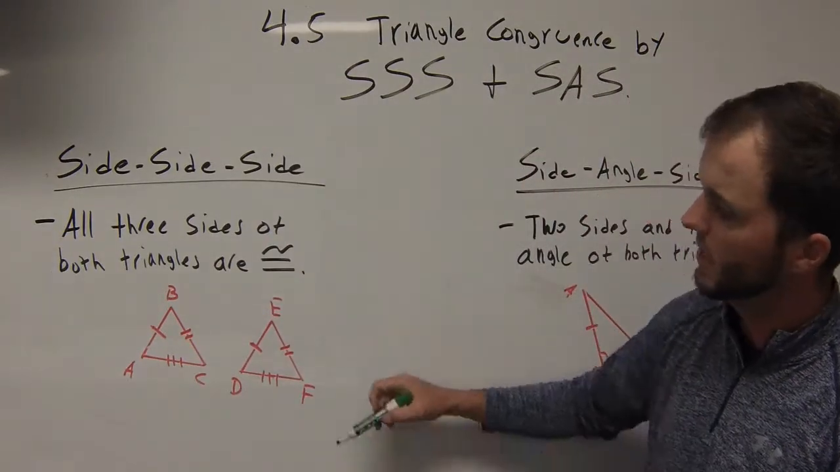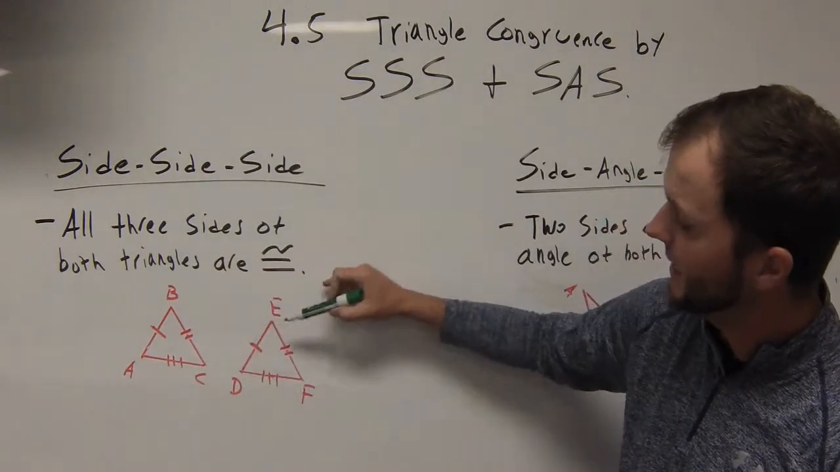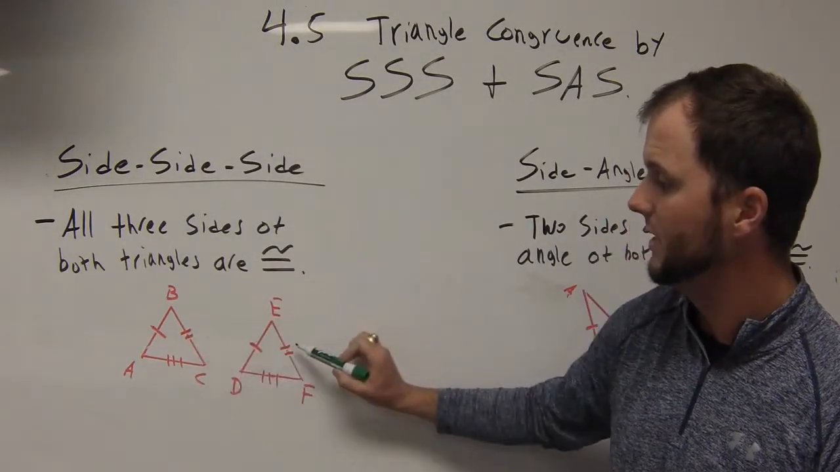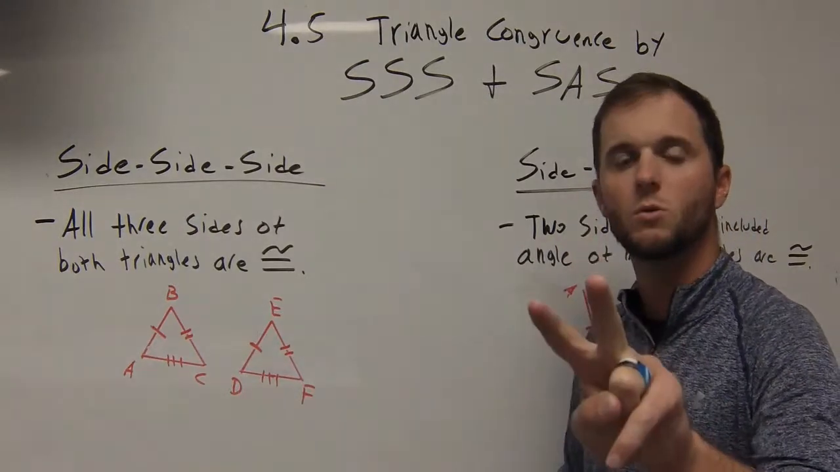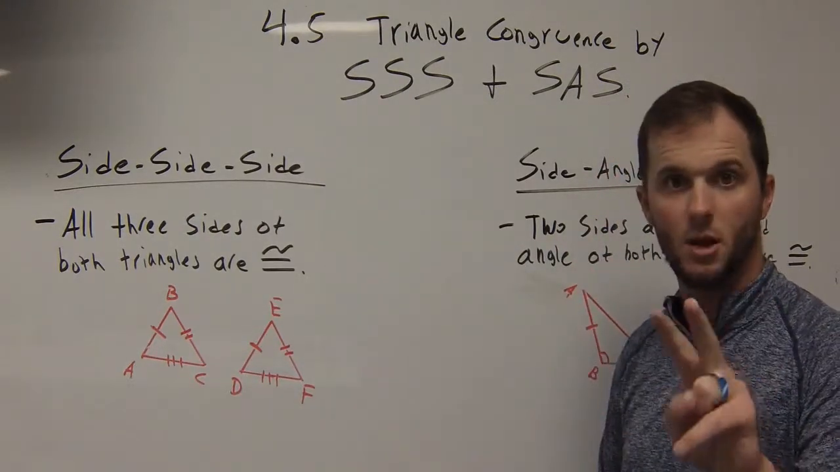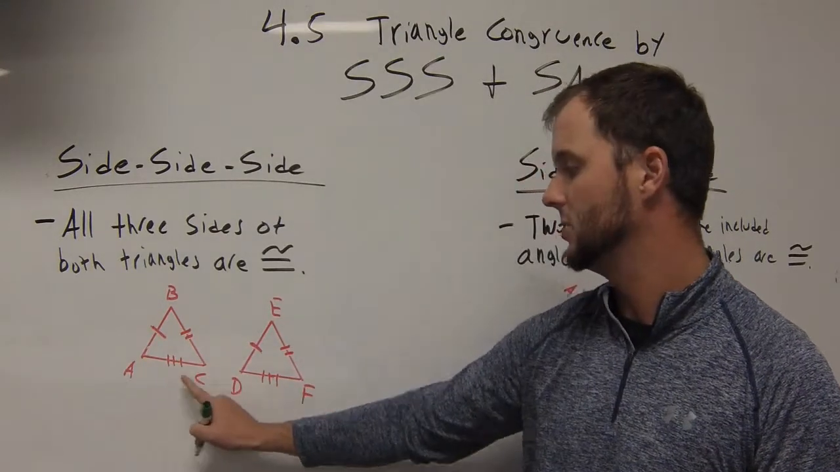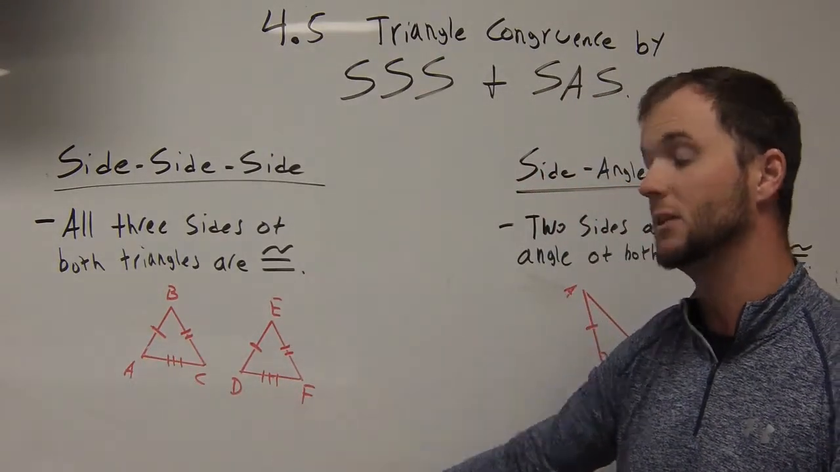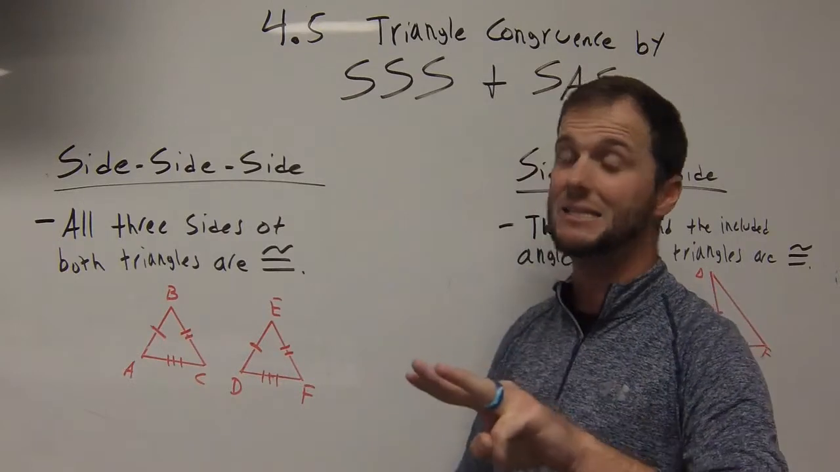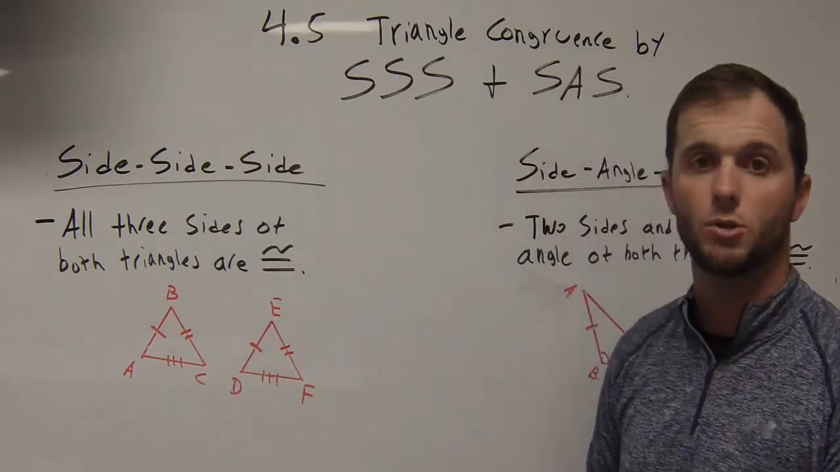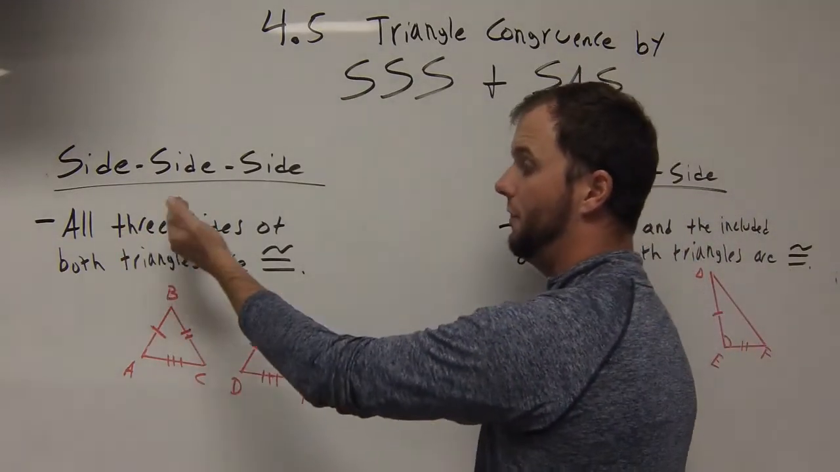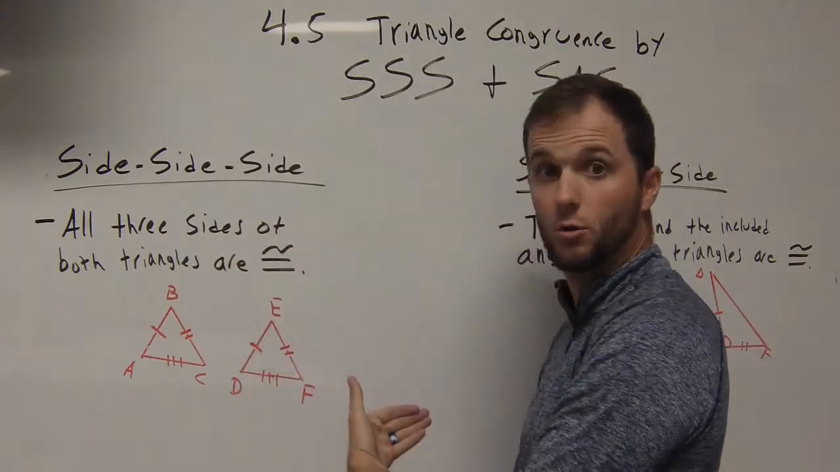Okay, let's look at the next one. BC and EF each have two notches, so that's two sides of both triangles that are congruent to each other. Then AC has three notches and DF has three notches, so that's three sides of both triangles that are congruent. So all three sides of both triangles are congruent to each other.